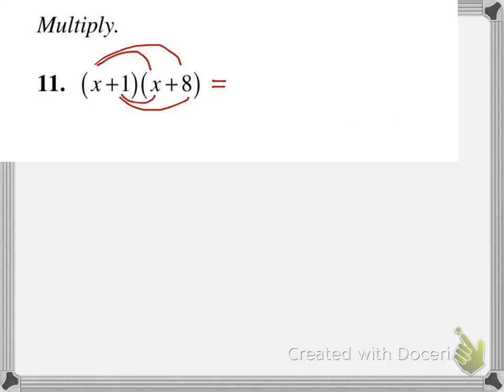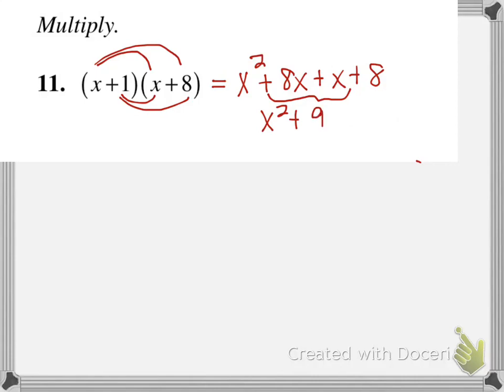So when we do it that method, if I take the x and distribute it first, x times x would be x squared. X times 8 would be 8x. When I distribute the 1, 1 times x is 1x or x, and 1 times 8 is 8. And then I can combine my two middle terms because they are like terms. So x squared plus 9x plus 8. So that's one way to get the answer.